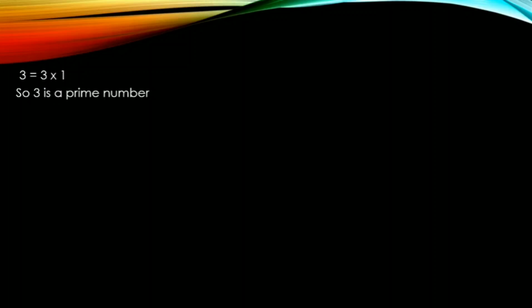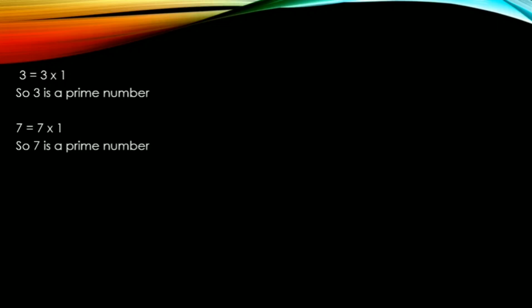Now we will discuss whether 7 is a prime number or a composite number. 7, we can get 7 when we multiply 7 with 1. So 7 has got two factors, that are 7 and 1. So 7 is also a prime number.